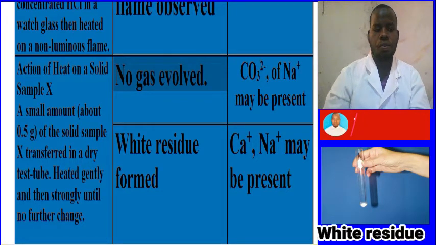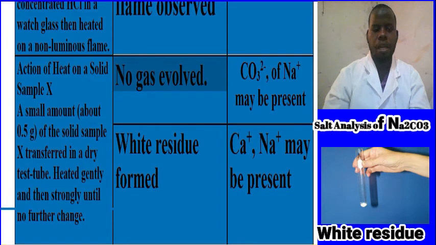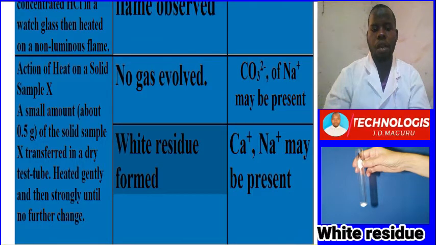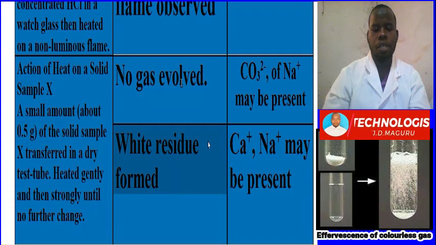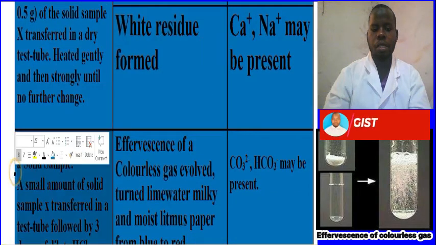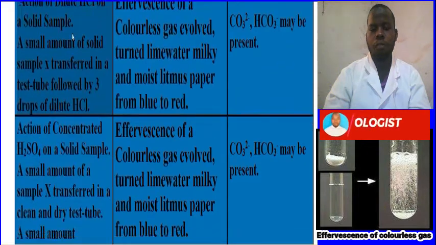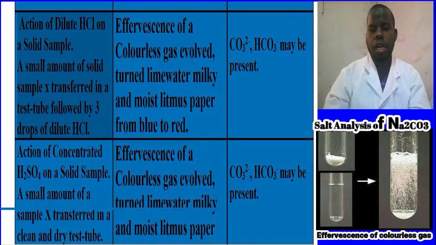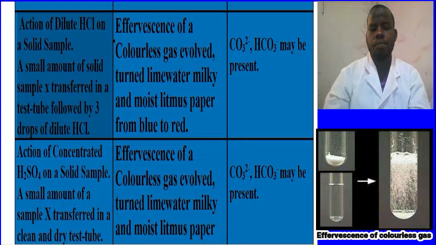The action of dilute hydrochloric acid on solid sample X. A small amount of solid sample X is transferred into a test tube, followed by 3 drops of dilute hydrochloric acid. That is the action you are supposed to write. The observation: we observe effervescence of a colorless gas evolved, which turned lime water milky and moist litmus paper from blue to red. That is the observation for the action of dilute hydrochloric acid. The inference is that carbonate ion or hydrogen carbonate ion may be present.